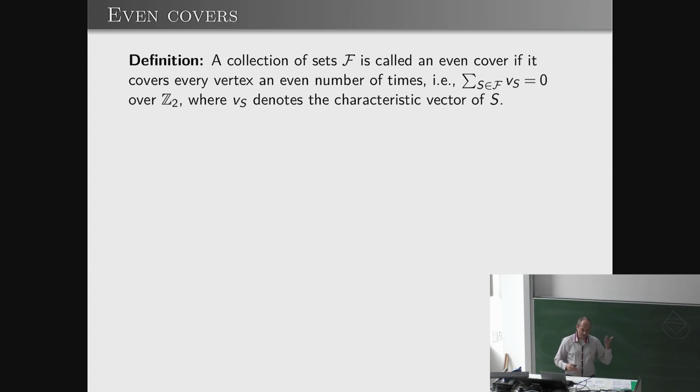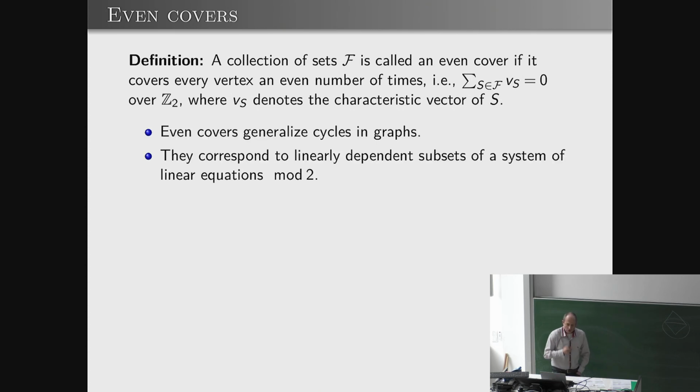An alternative way to think about it: for every set you take a binary vector, which is the characteristic vector of the set. It has ones on the elements of the set and 0 everywhere else. Now, even cover means that the sum of these characteristic vectors is 0 modulo 2. Or if you think in terms of coding theory, that there is a linear dependence between these vectors. So even covers are very natural objects. Observe that, for example, a cycle is an even cover, right? Because if I take these sets of size 2, every vertex is covered 2 times, so it's an even cover.